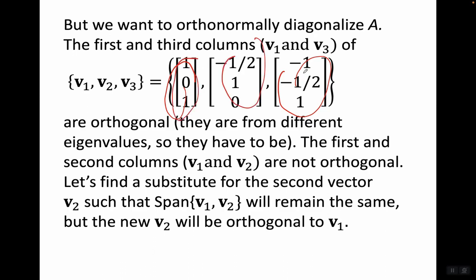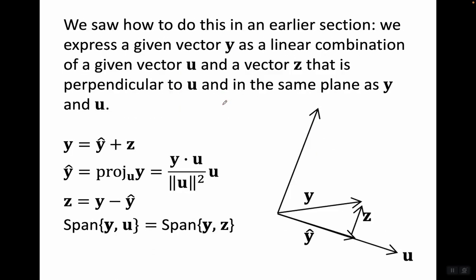Let's find a substitute for the second vector, V2, such that the span of V1 and V2 will remain the same, but the new V2 will be orthogonal to V1. We saw how to do this in an earlier section. We express a given vector y as a linear combination of a given vector u and a vector z that is perpendicular to u and in the same plane as y and u.